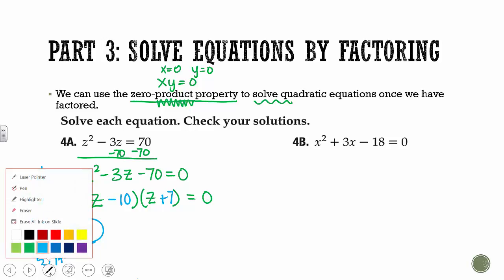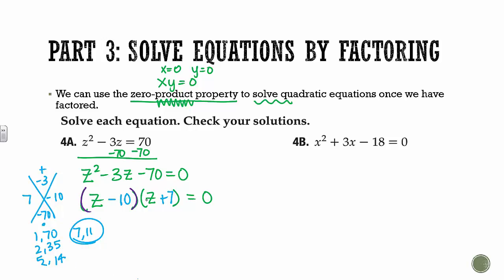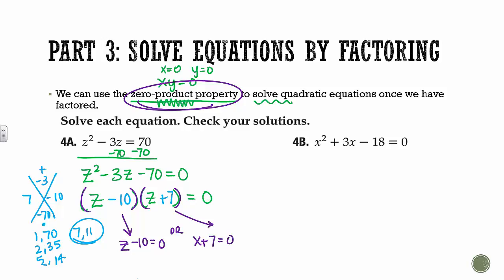Now that I have two things multiplied together and they equal 0, instead of just being done with this like we were with the other problems, we're going to use the zero product property, which says z minus 10 has to equal 0, or z plus 7 has to equal 0. And then all I have to do is add 10 to both sides and subtract 7. So these are my two answers here. And if I were to plug these in, they would work in my equation. So that's what this check your solution means.